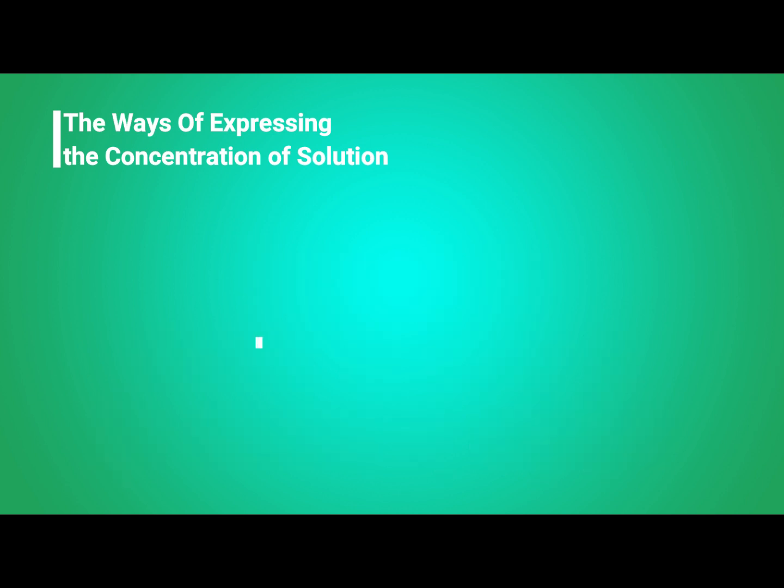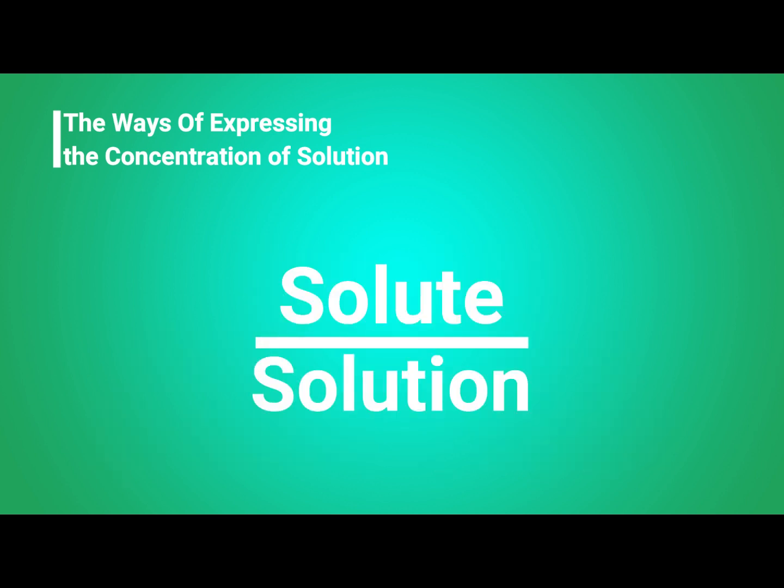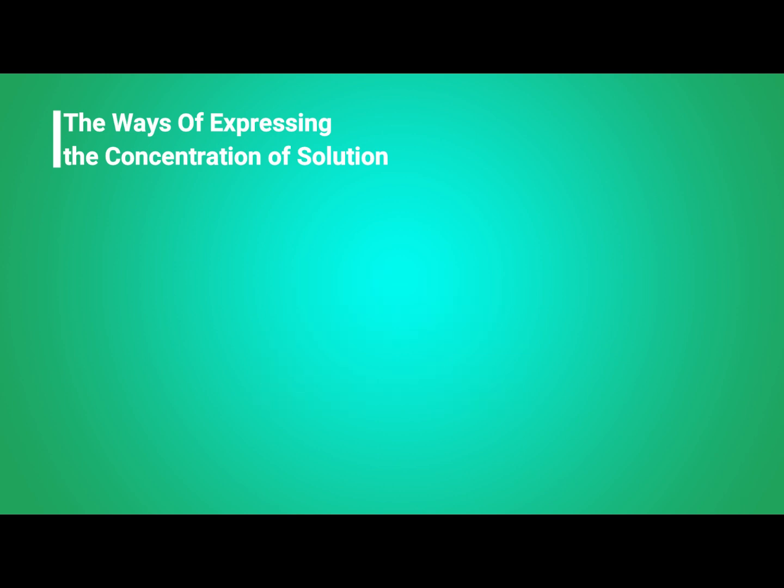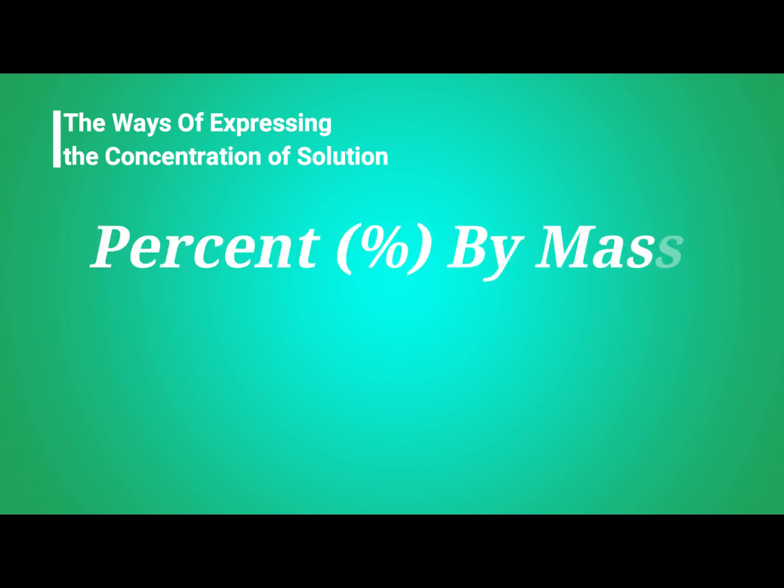We can also look at this in this way. It is solute over solution. There are many ways of expressing the concentration of solution. The first one is percent by mass. Percent means parts per 100. To get the percent by mass, we use this formula. Percent by mass equals mass of solute over mass of solution times 100.